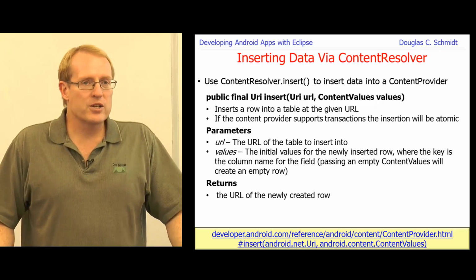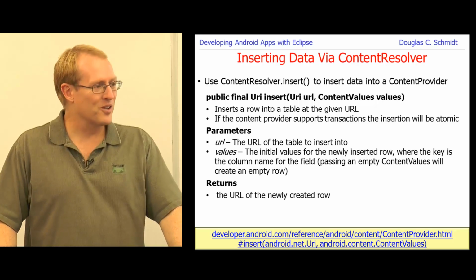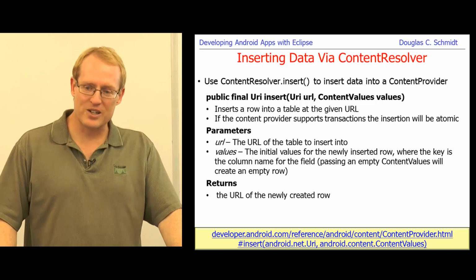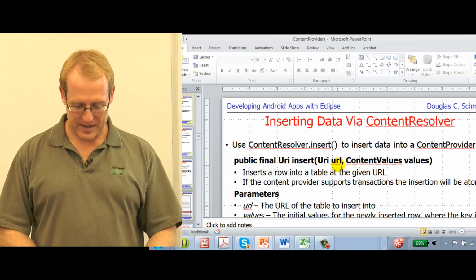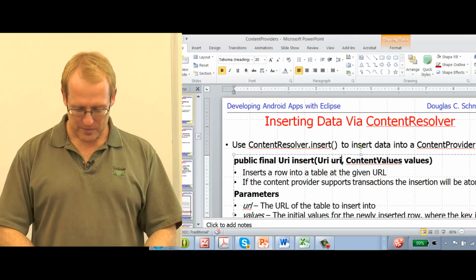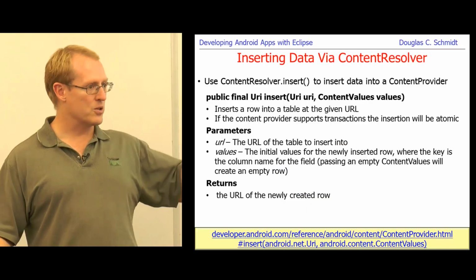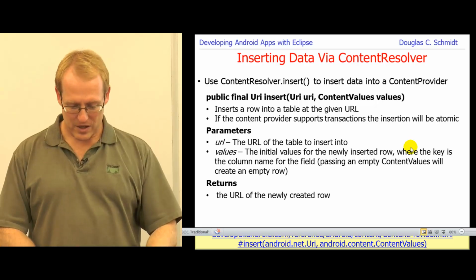Here are some of the operations you can do with content providers. And keep in mind, these look an awful lot like what the underlying SQLite database operations look like. So you have this thing called insert, where you give it the URI. And that's not the URL, that's the URI. And you give it a set of content values, and that inserts this thing into the table at the given URI.